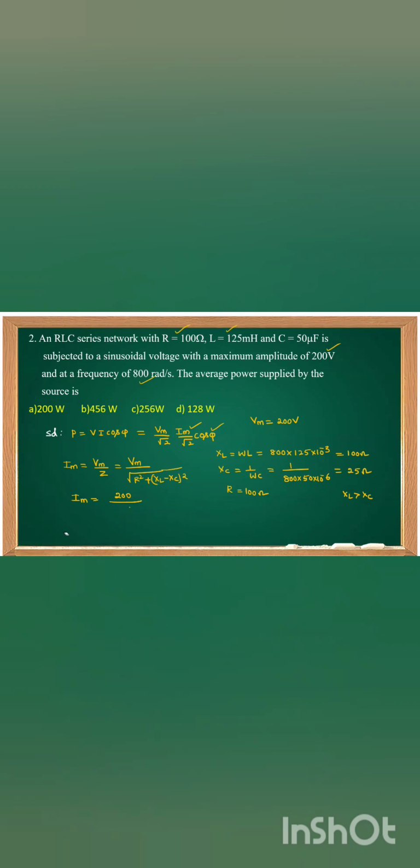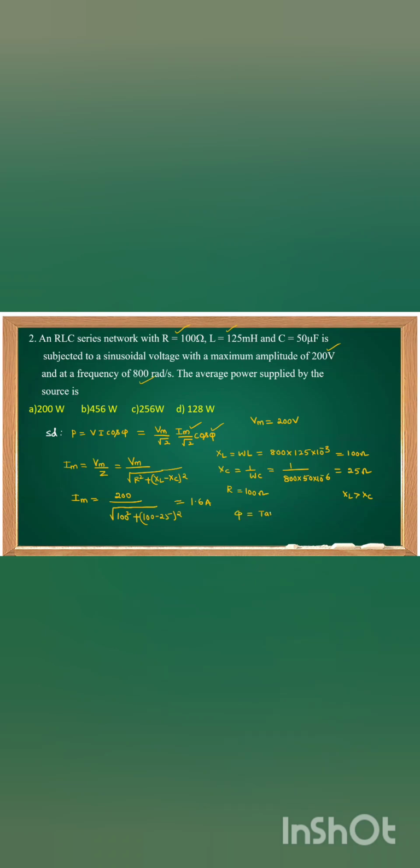Directly calculate the magnitude first, friends. Square root of R square, 100 square, plus XL minus XC whole square. XL is 100, XC is 25. So the magnitude and angle separately. We got 200 by square root of 100 square plus 100 minus 25 whole square, which is approximately 1.6 amps. It's correct, 1.6 amps.